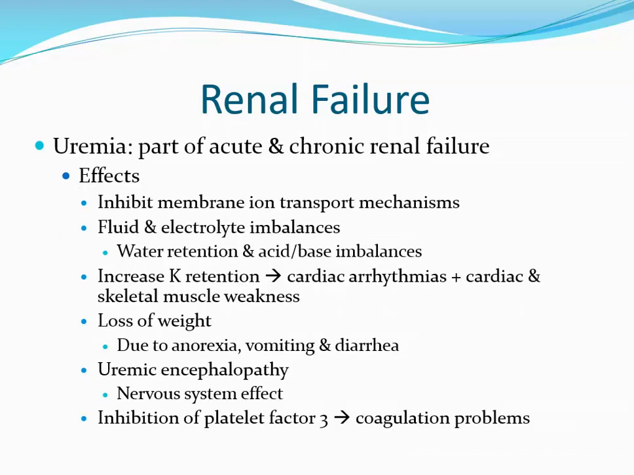What are the effects of these toxic materials building up in the blood? One, you will see an inhibition of membrane ion transport mechanisms in other cells in the body. This is responsible for many of the systemic problems associated with this condition. You will see fluid and electrolyte imbalances, water retention and acid-base disturbances, and an increase in potassium retention. This will cause cardiac arrhythmias, as well as cardiac and skeletal muscle weakness.